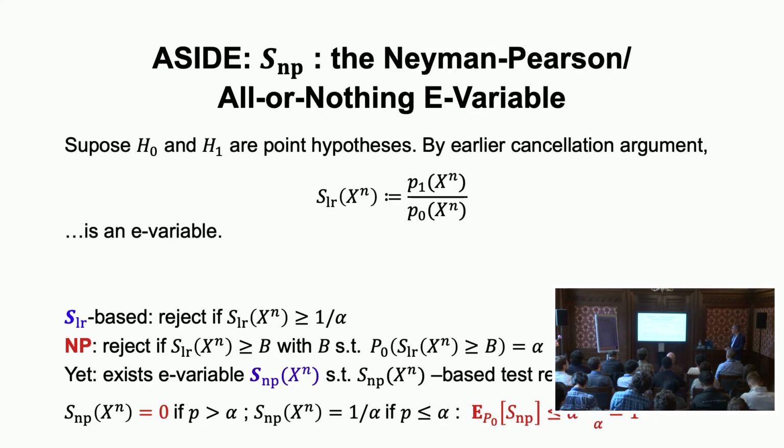So what we could do is, let's say we observe a p-value, like in the z-test. Somebody else does a test and gives us a p-value. And now we say if the p-value is smaller than or equal to 0.05, we make an e-variable of 1 over alpha. And if it's larger, we make an e-variable to be 0. So I call it the Neyman-Pearson or all or nothing e-variable. It's either 0, and that happens if the p-value is larger than alpha, or it's 1 over alpha if the p-value is smaller than alpha. This is a valid e-variable.